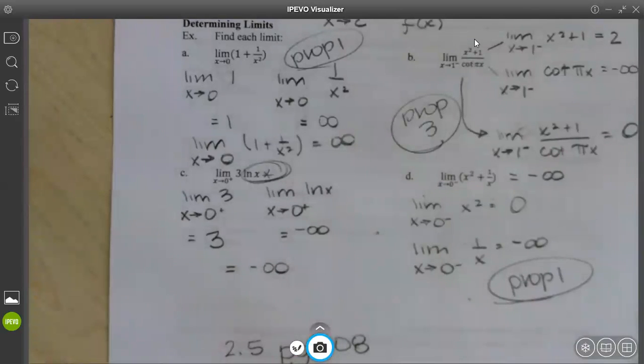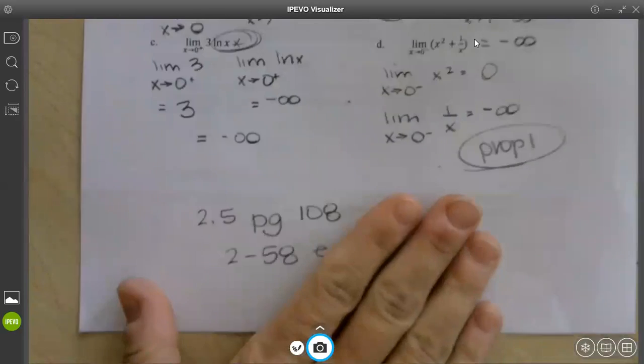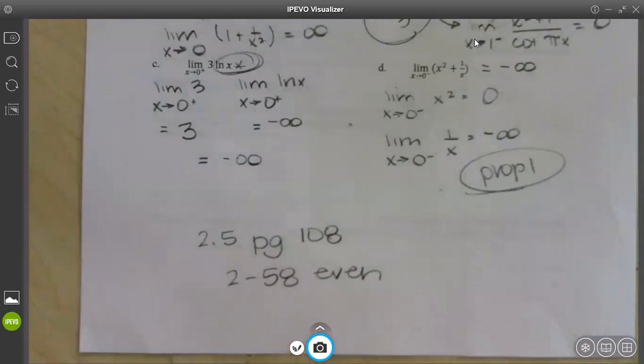It looks bad. It's not. Okay. Sorry, 2 through 58 even. It's quick. If you're going to graph them, it's going to be quick.